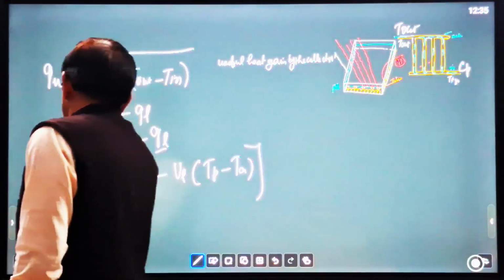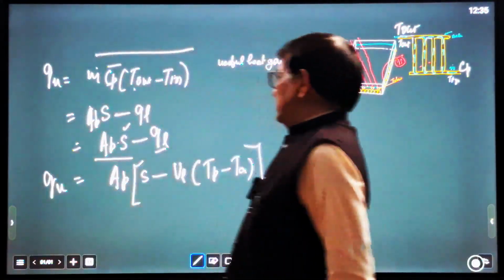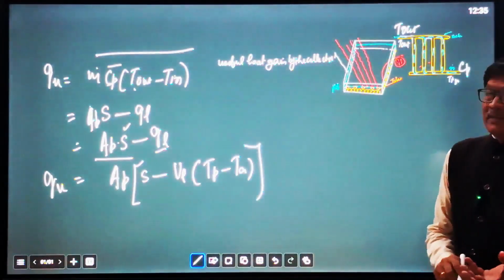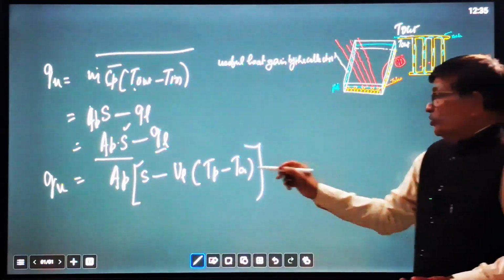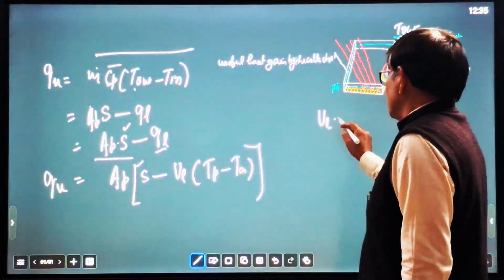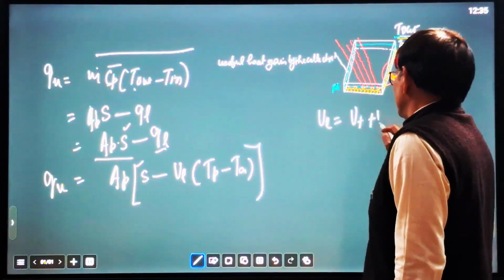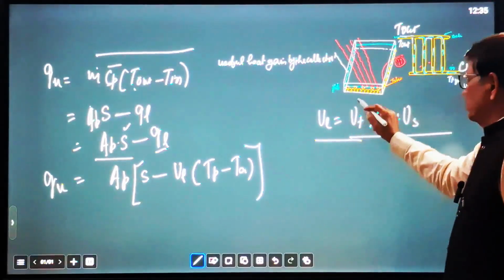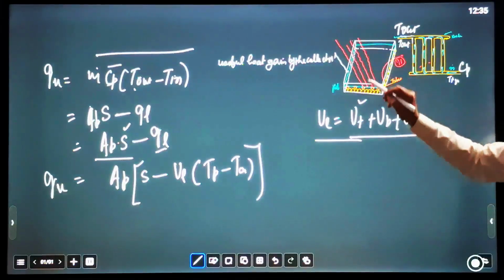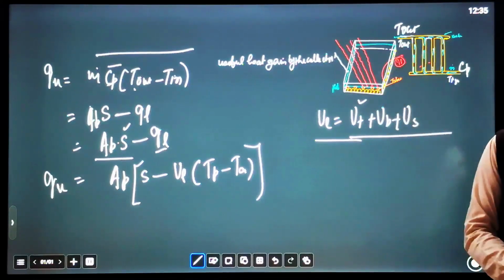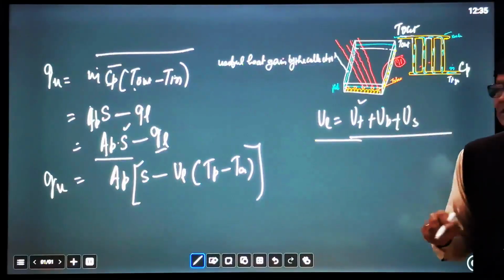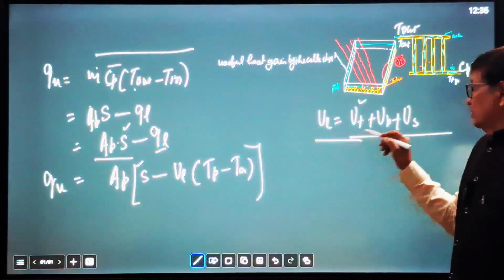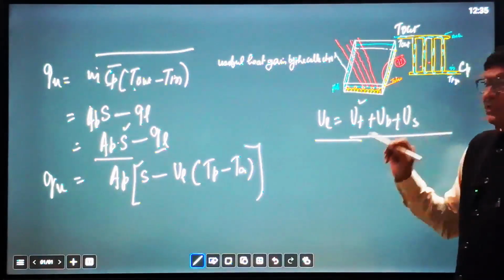Theoretically, we can also define Q useful by this equation. So here AP into S is the energy absorbed by the plate, but some energy will also be lost to the surroundings. So UL is the overall loss coefficient. UL equals U top losses plus U bottom losses plus U side losses. The overall heat loss coefficient comprises the top losses, bottom losses by conduction or convection, and side losses by conduction. So UL, the overall loss coefficient, equals top losses by radiation, bottom losses by conduction and convection, and side losses by convection and conduction.